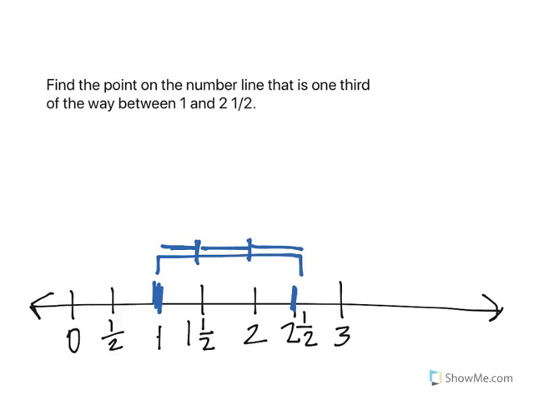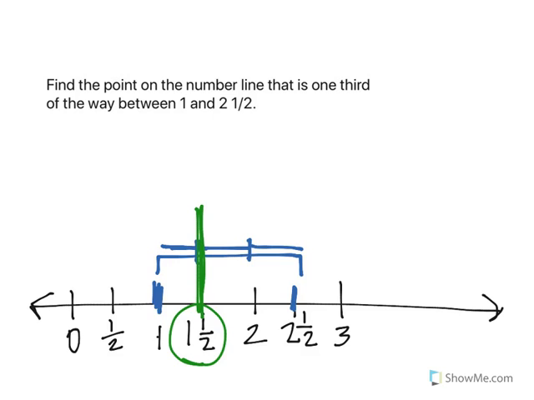So if I want to go 1/3 of the way, I will end up right here, which is one of the 3 parts away in this particular specified distance between 1 and 2.5. And so I will land at 1.5. And so the point is 1.5, or the coordinate is 1.5.